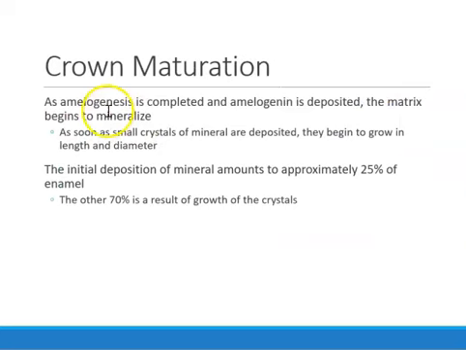So when amelogenesis is completed, when the enamel is completely formed, this protein known as amelogenin gets deposited to make it hard. The crystals of the enamel get hard.